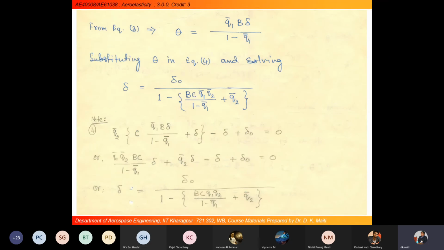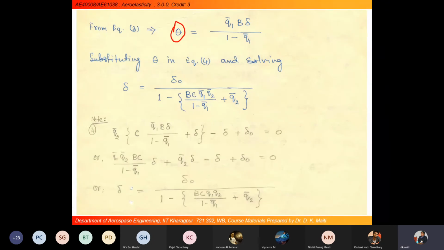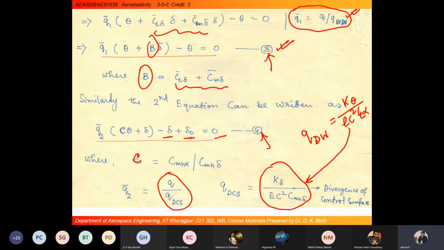I am just going to solve from these two equations. First, from equation 3, I am getting the value of theta. Theta is expressed, if you look here, in terms of q1 bar B into delta divided by 1 minus q1 bar. And substituting theta into equation 4, whatever we obtained here, I am substituting the value of theta here.